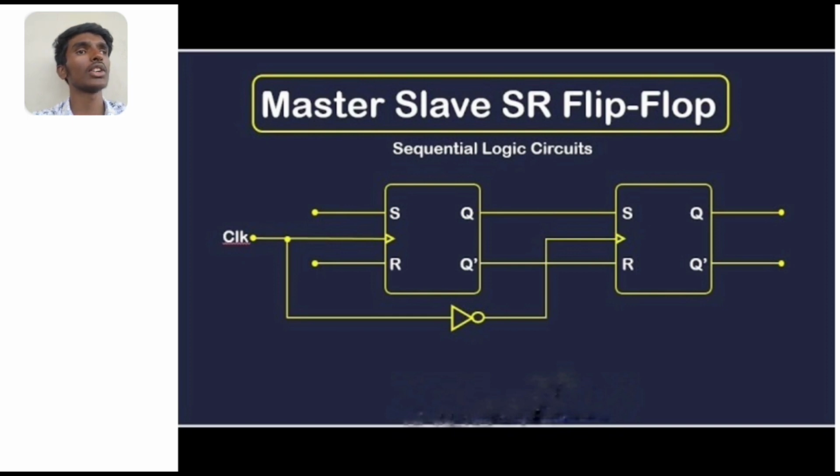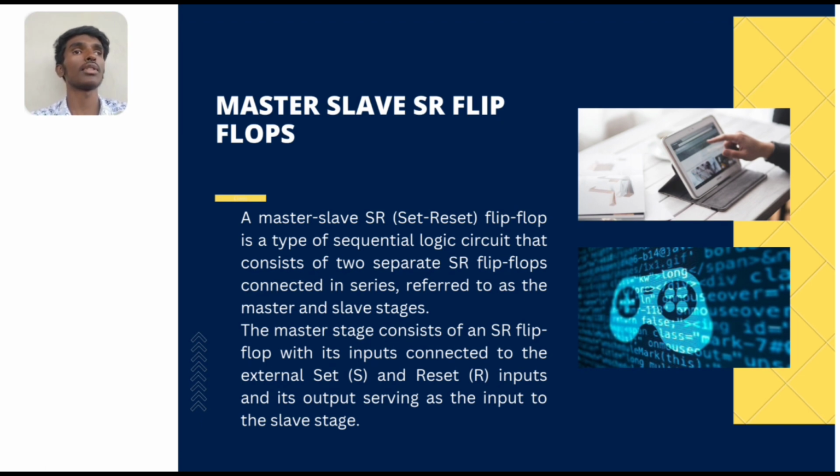Master slave SR flip flop. We have two inputs, S and R. We have two outputs, that is Q and Q dash or Q bar. The master slave SR flip flop, nothing but a set reset flip flop, is a type of sequential logic circuit that consists of two separate SR flip flops connected in series, referred to as the master and slave stages.